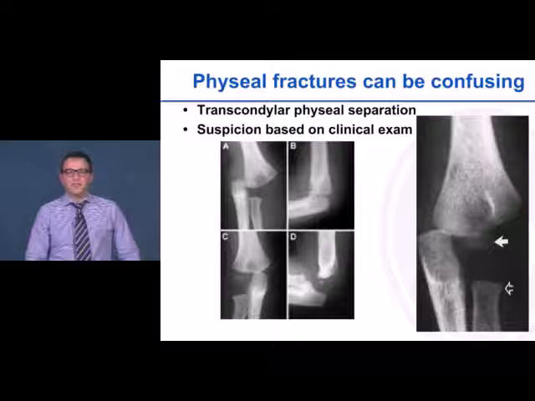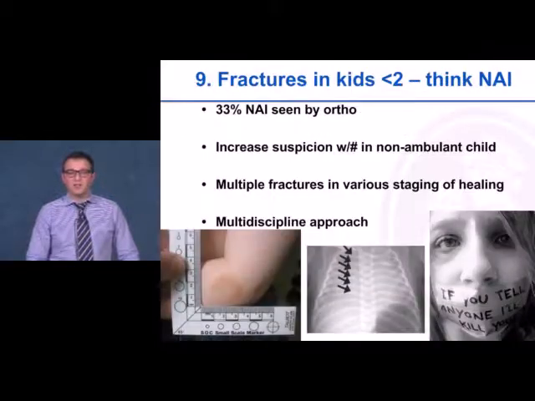This is an example of a transcondylar physeal separation. This happens in young children, usually under the age of 1. The challenge here is that the majority of the x-ray is cartilaginous, and because of that, you cannot see it on the plain radiograph. So you have to use indirect techniques to assess the reduction. And you should always have a great suspicion when you see a swollen limb with no obvious fracture.